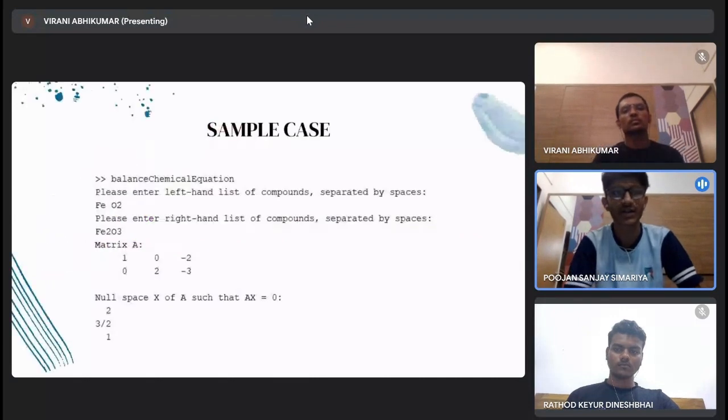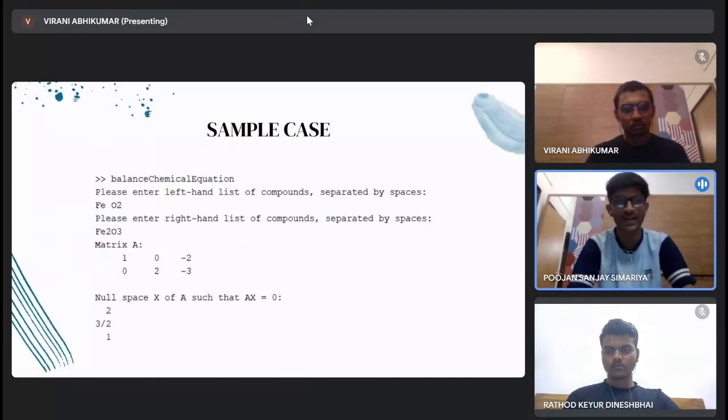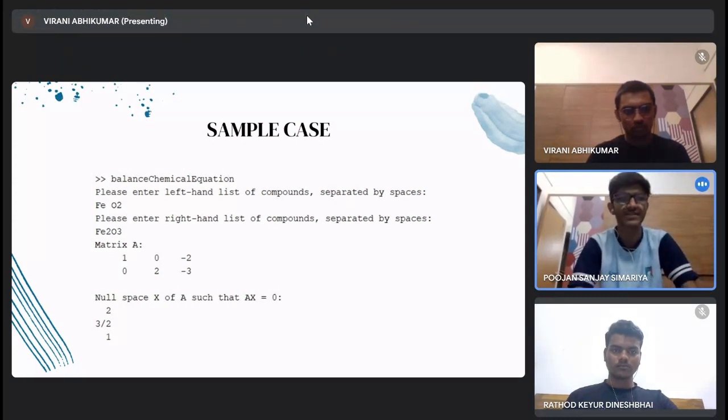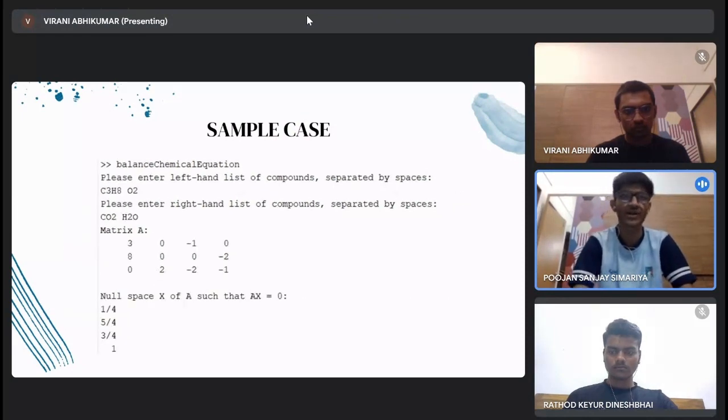We'll take a look at a sample case. Here we have entered Fe and O2 as our LHS and Fe2O3 as our RHS. It forms a matrix A using the coefficients and finally gives us the coefficients of the balanced equation. We have other sample cases also which can be looked at afterwards.